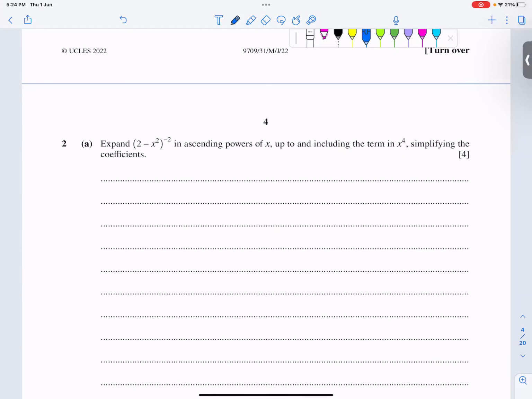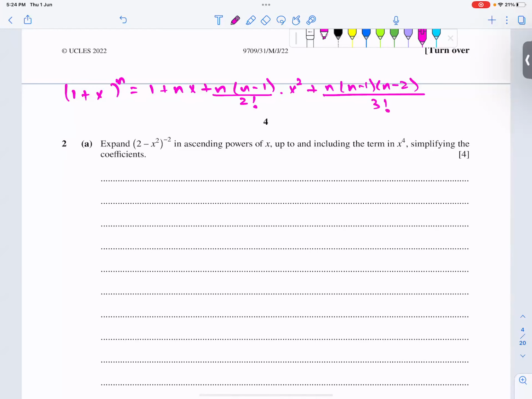So the next question is, expand this expression in ascending powers of x up to and including the term in x4, simplifying the coefficients. You know about the formula: 1 plus x to the power n will be 1 plus nx plus n times n minus 1 divided by 2 factorial times x squared plus n into n minus 1 into n minus 2 divided by 3 factorial times x cubed. This will remain valid with mod of x less than 1.